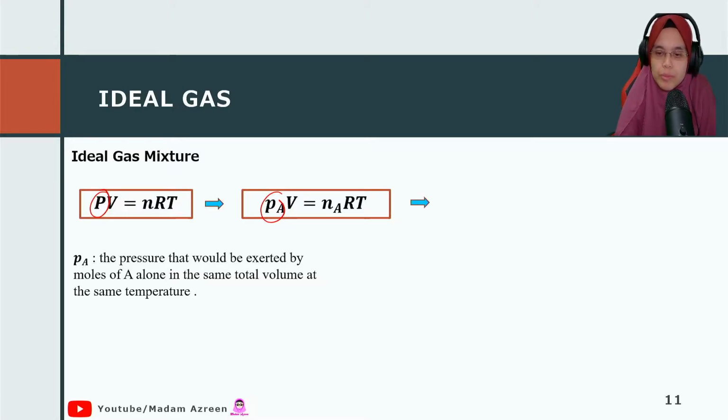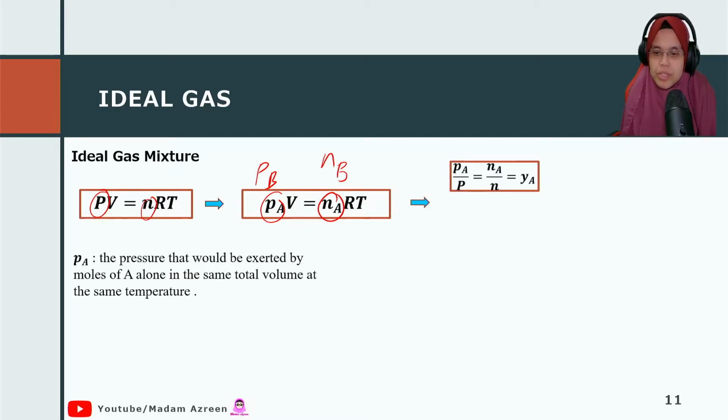Same goes with the mole. N is the total mole. If you have A and B, which is a mixture of gas, you will need a partial pressure of B and A, together with the mole of B and A. From this partial pressure, you can determine a mole fraction of A.